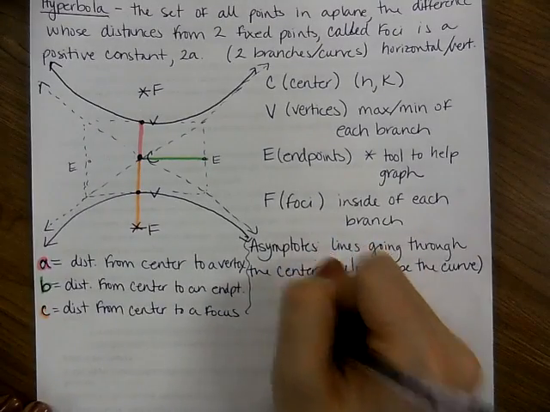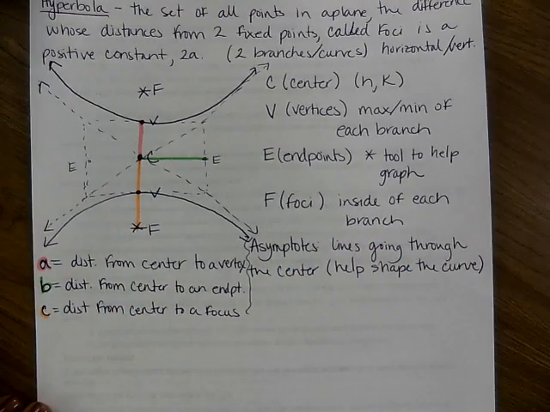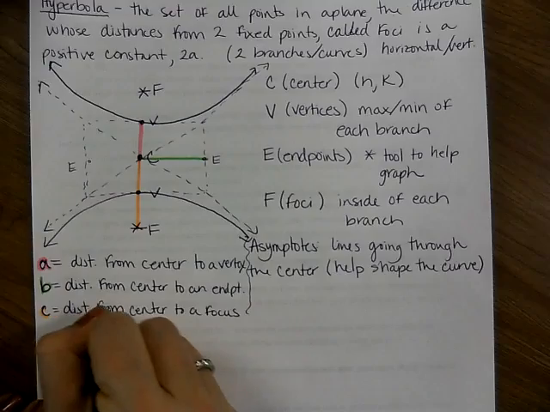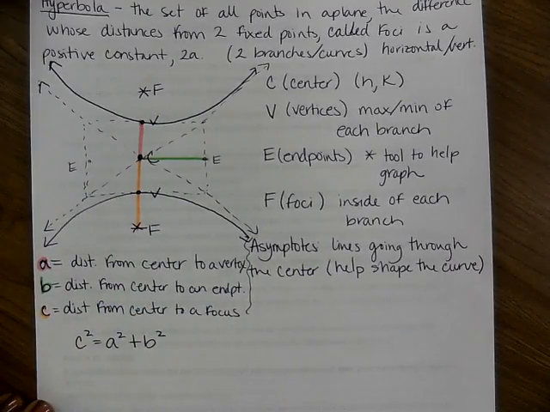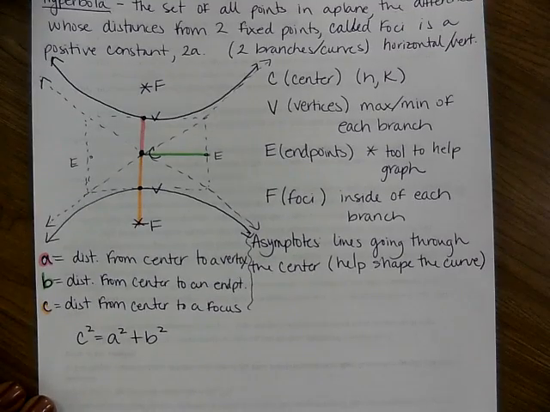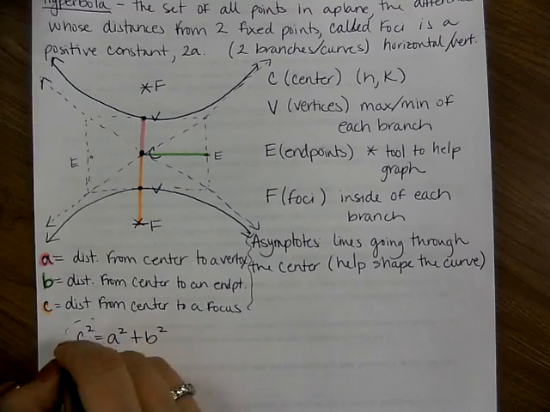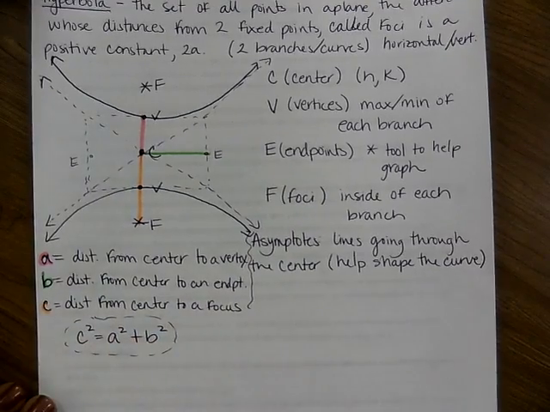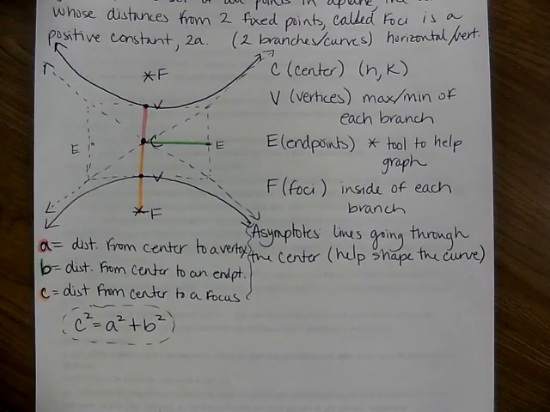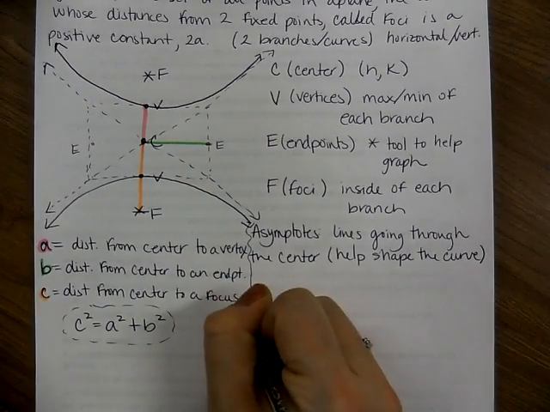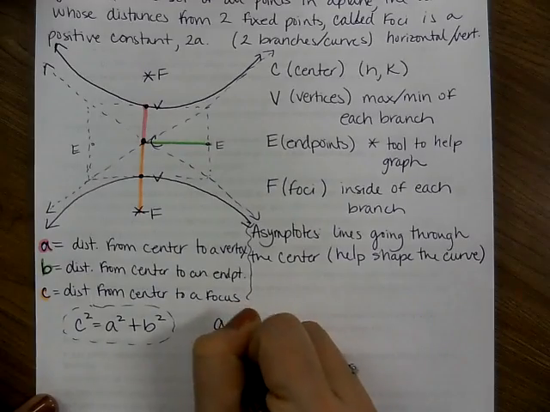Here are the rules. Remember how in an ellipse c squared equals a squared minus b squared? No, it doesn't. C squared equals a squared plus b squared in a hyperbola. It's like a right triangle, perhaps, like the Pythagorean theorem. That definitely needs to be memorized. The other thing is that A is less than C always.